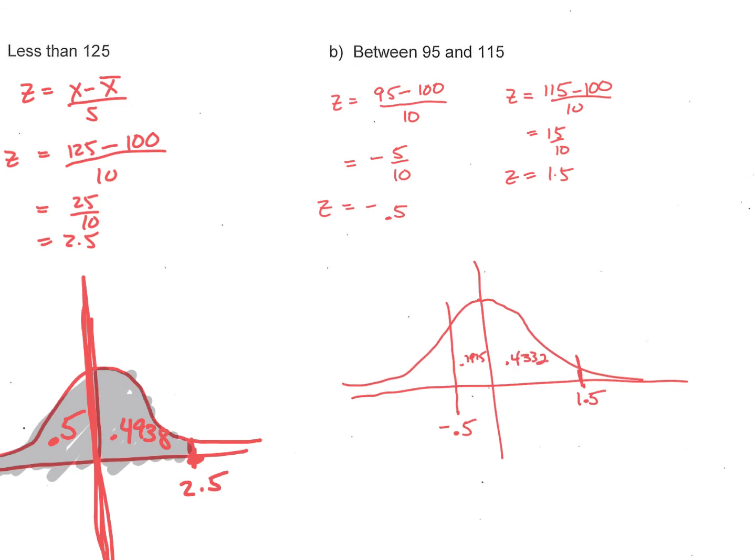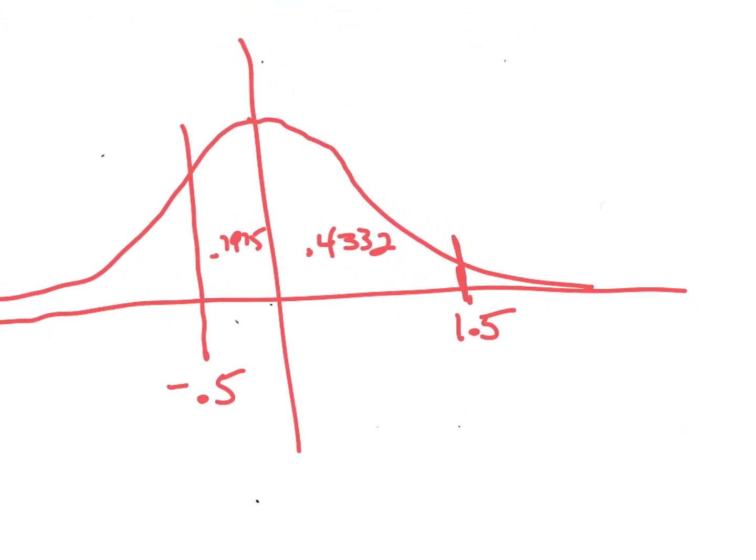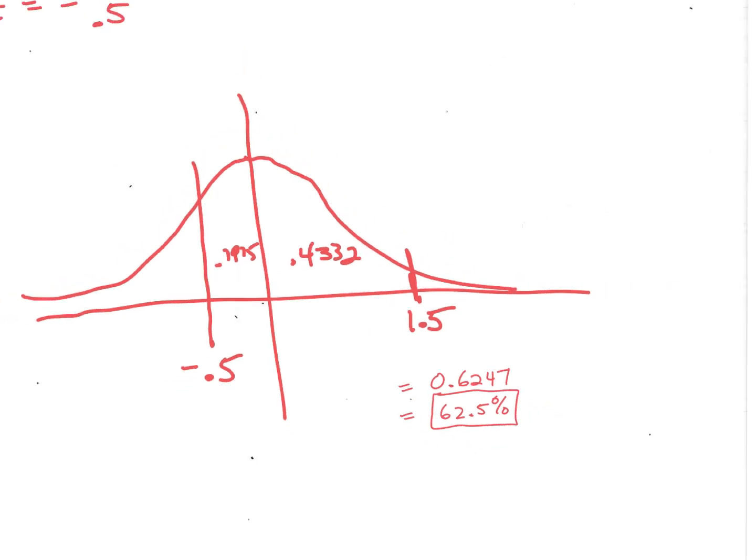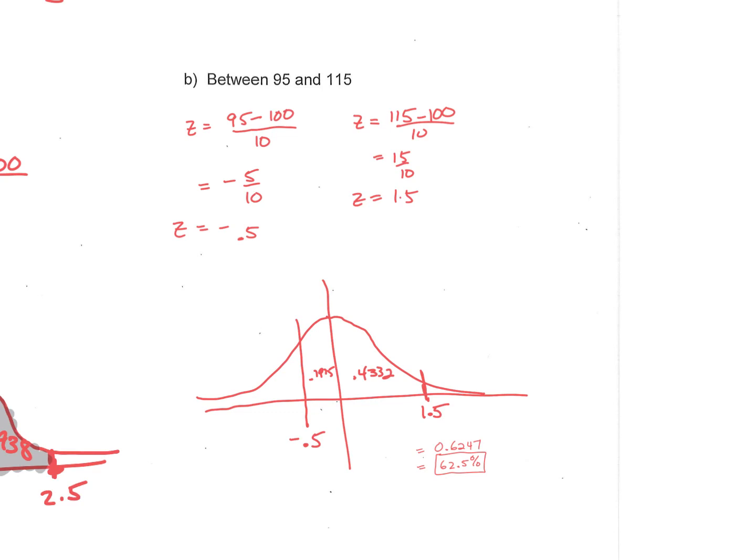So to get the whole area, we'll add that up. So 0.1915 plus 0.4332, and we get 0.6247. So that's about 62.5% chance that a randomly selected person would have an IQ between 95 and 115 given this data.